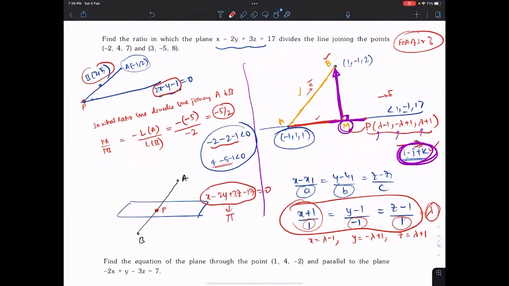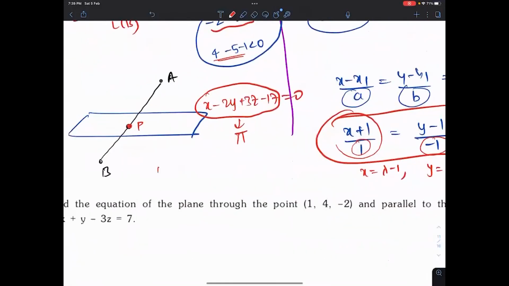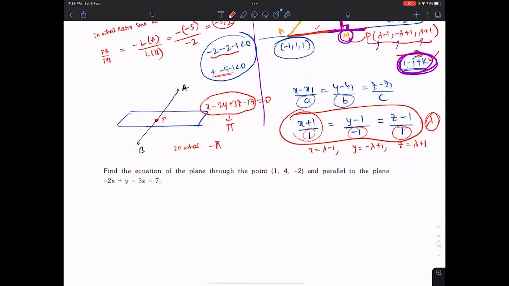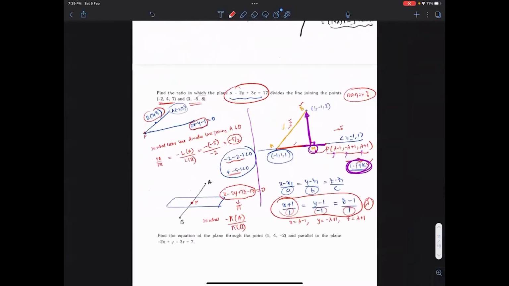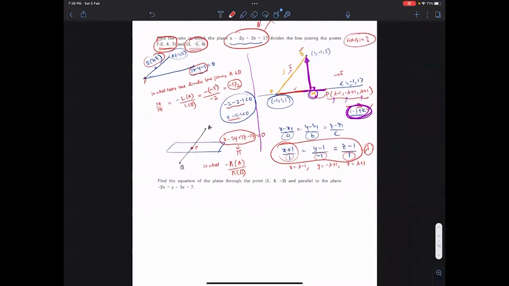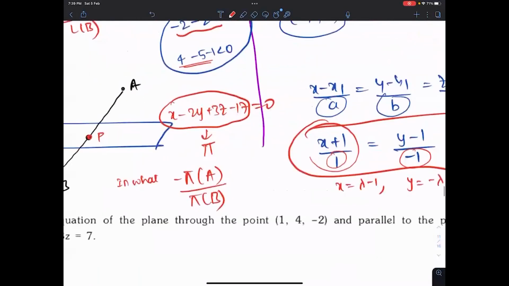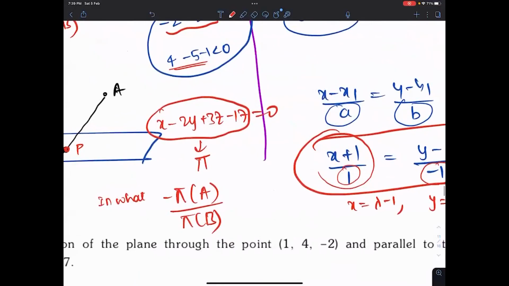So in what ratio, or let's say in the question, in what ratio does the plane divide the line joining these 2 points? The answer is minus of pi of A by pi of B. Substitute point A and point B in the plane expression. If you bring everything to one side, you will get one expression. That left hand side you have to substitute and divide. That is the answer.